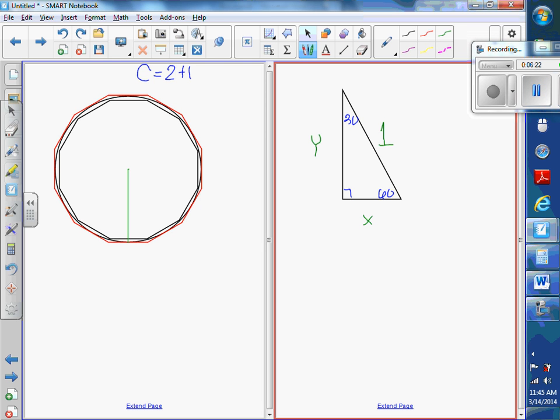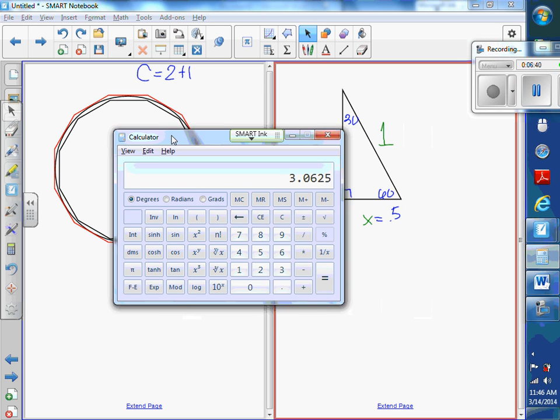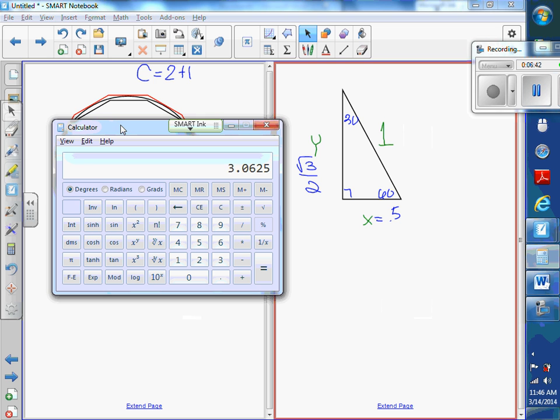Raise your hand, guys. Okay, somebody I've heard from today. Cole: X is 0.5 and Y is root 3 over 2, right? Okay, so with your calculator, let's get a decimal approximation of root 3 over 2. Can you do that? Get root 3 over 2?